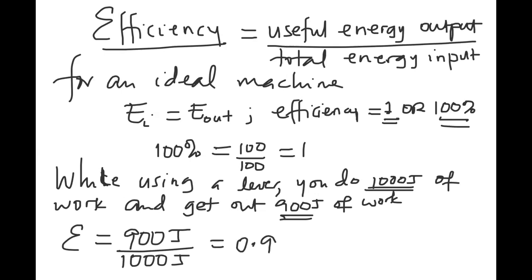And 0.9 can also be written as 90%. 90% is the same as 90 over 100, which is 0.9. So 0.9 or 90% will be the efficiency of this kind of lever. What it means is that 10% of input work transforms into thermal energy. 90%, good, but we are missing 10%. That missing 10% of the input work transforms into thermal energy or other forms of energy. That's the concept of efficiency.